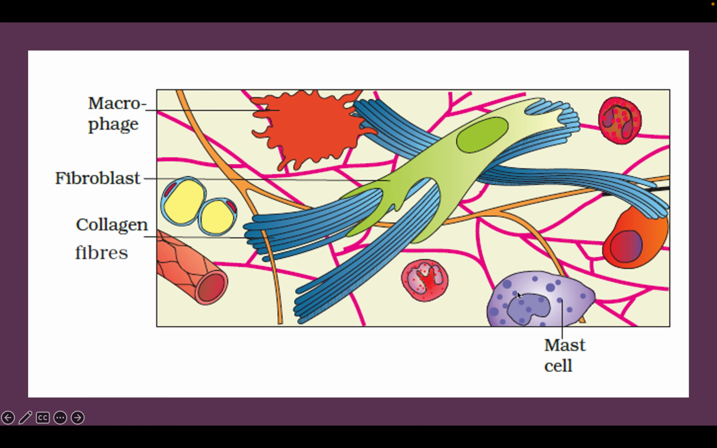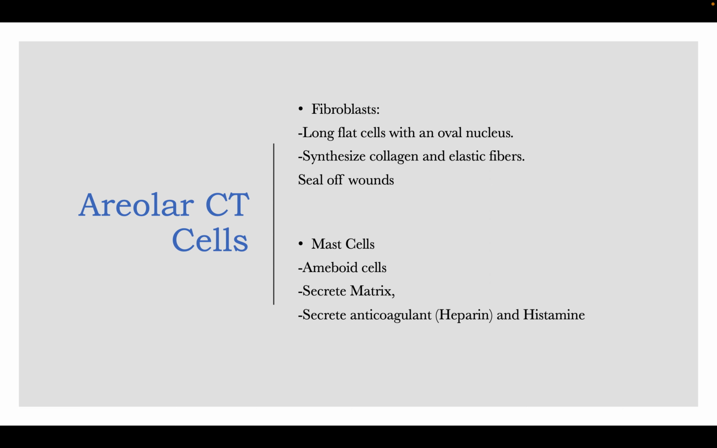And then we have the mast cells. The mast cells are amoeboid cells which are oval-shaped, and they contain a granular cytoplasm. So this is what we mean. It has granules inside. They are found in abundance close to blood cells, and their functions include the secretion of the matrix.